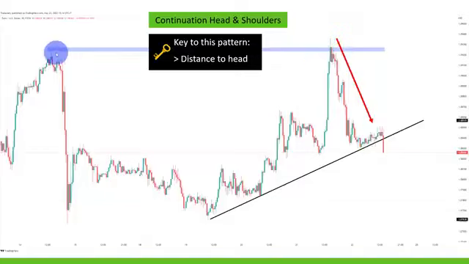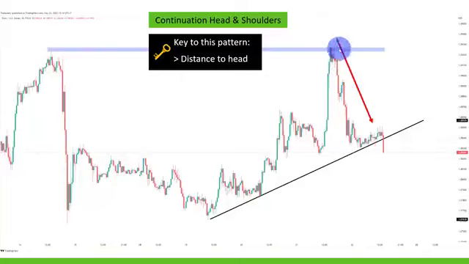So the head is happening at a previous demand and supply area. The market spiked into this area and was immediately rejected. There was no breakout, so that's our first clue. The market shot higher and was not able to continue. After such a big move, you would expect that the market is able to continue and break out, but it didn't happen. So that's a very weak signal, very bearish signal.